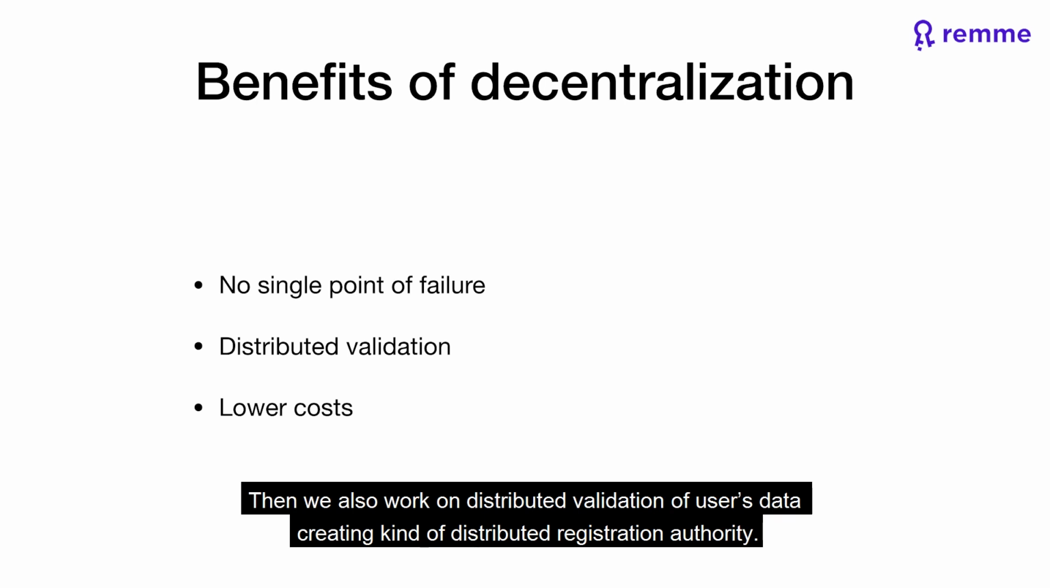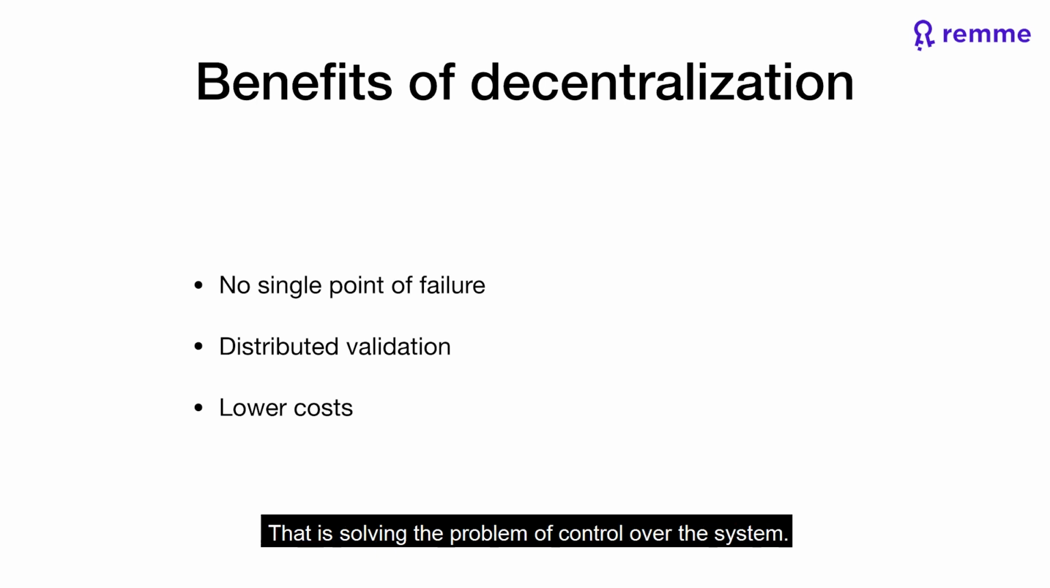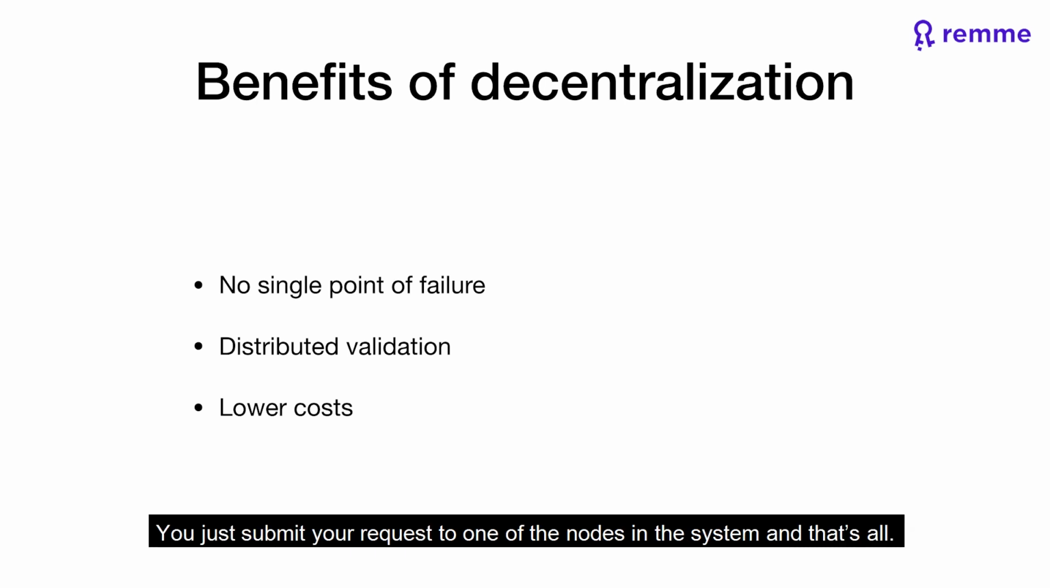Then we also work on distributed validation of users' data for creating a kind of distributed registration authority that will solve the problem of control over the system, because all nodes validate each other. And this system should have lower costs because there are not that many intermediaries. You just submit your request to one of the nodes in the system, and that's all.